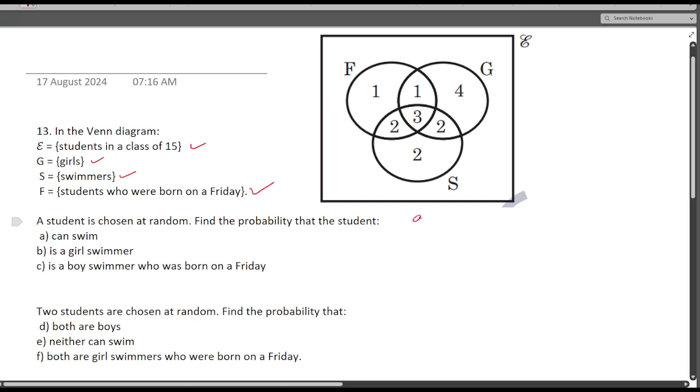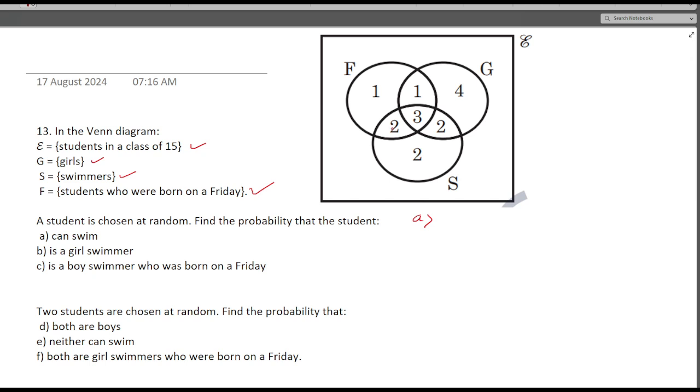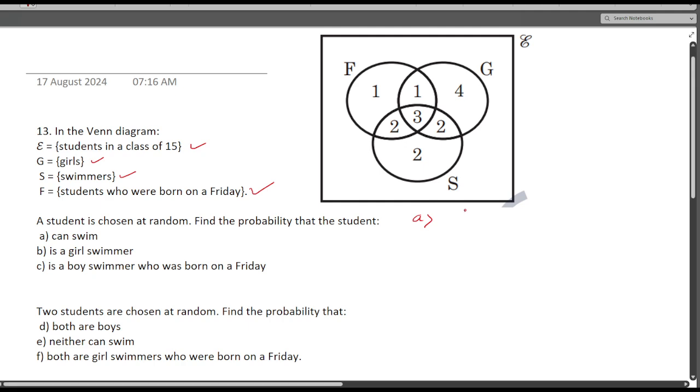So for A, now if I see how many students can swim, so 2 plus 2, 4, 4 plus 3, 7, 7 plus 2, 9. So 9 students out of 15 students can swim. So the answer is 9 divided by 15.